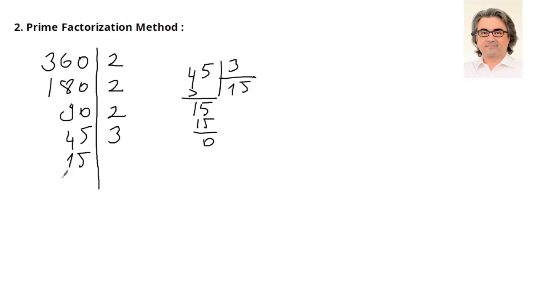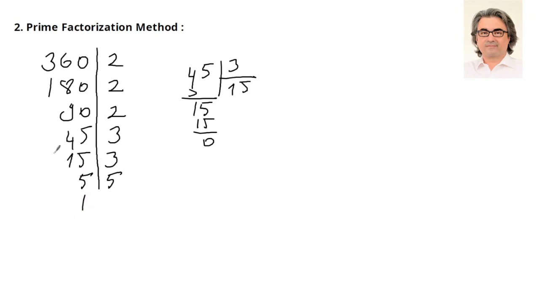Now, what about 15? Is 15 divisible by 3? Yes, we know from the multiplication table that 3 times 5 is 15. So if you divide 15 by 3, you will get 5. And 5 is prime. So after 3, 5 is not divisible by 3, of course. After 3, pass to 5. 5 over 5 is 1.